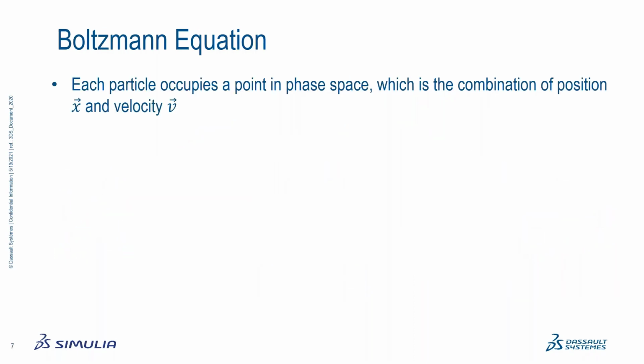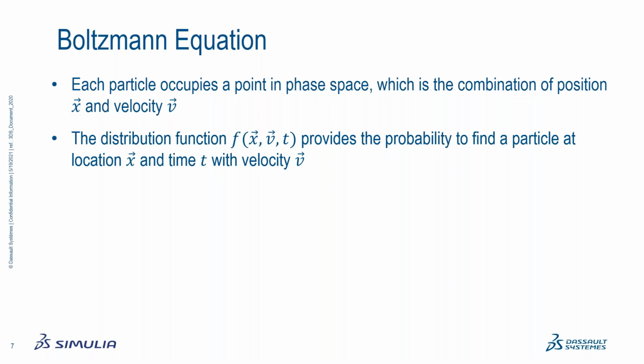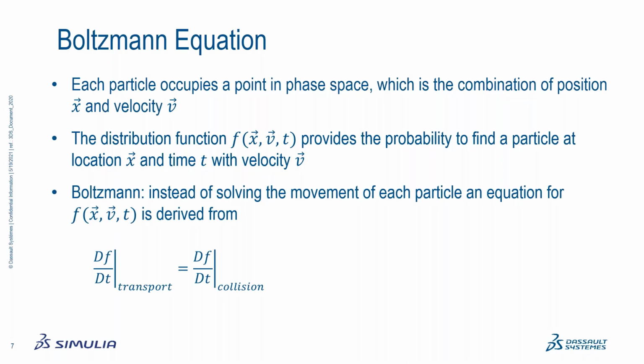So what does the Boltzmann equation look like? Each particle occupies a point in phase space, which is the combination of position x and velocity v. And now we can define a distribution function f that provides the probability to find a particle at location x and time t with velocity v. What Boltzmann suggested was that instead of solving the movement of each particle, we come up with an equation for the probability distribution function, and that is derived from the following equation below: the total change of the distribution function due to transport must be the total change of the probability density function due to collision. And writing that out will give you the Boltzmann equation.